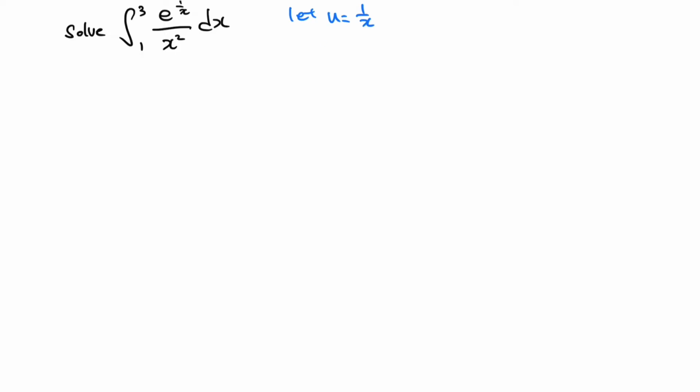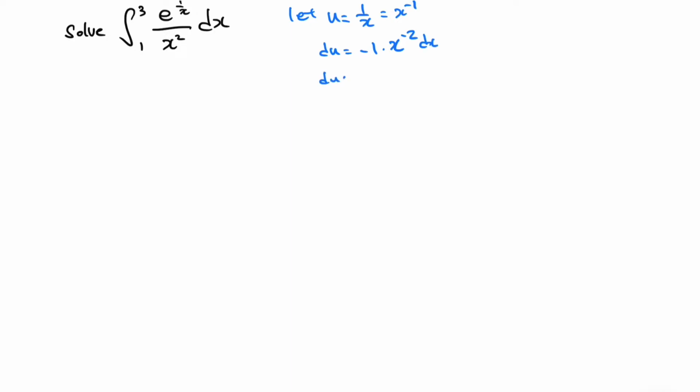When you take the derivative of that, du, because 1 over x is equal to x to the power of negative 1, our du will be negative 1 times x to the power of negative 2, the original power minus 1, dx.